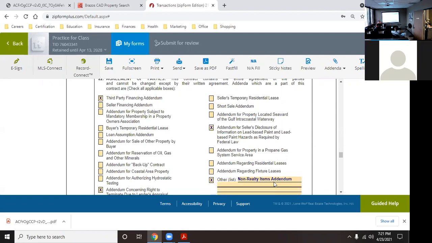Now, I cannot explain this, but we use this in literally every transaction we do, this non-realty items. Again, this is where we would put out that we want the fridge and the washing machine and any and all other personal property left at the property at closing. That is a key situation.